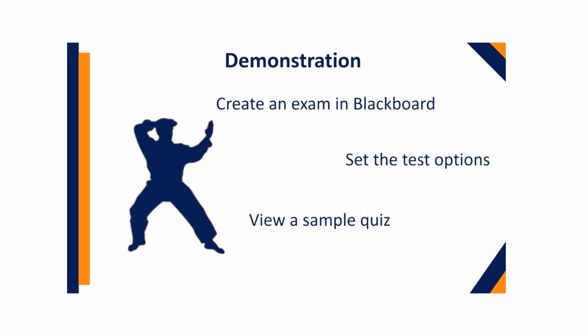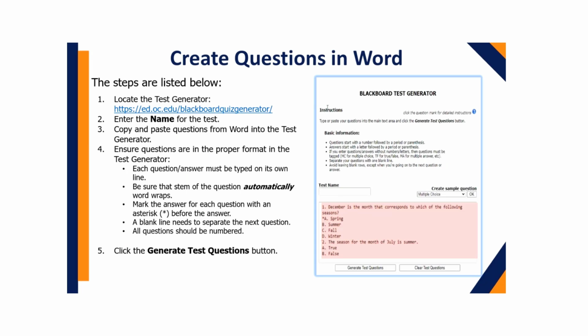All right, so next we're going to create an exam in Word. Okay, so we just completed our demonstration. We created an exam in Blackboard and we set those exhaustive test options. There are a lot of test options, so be cognizant of that. And we did view a sample exam. Next, we're going to create an exam in Word, and then we're going to upload it into Blackboard. But it must first go through what's known as a test generator.